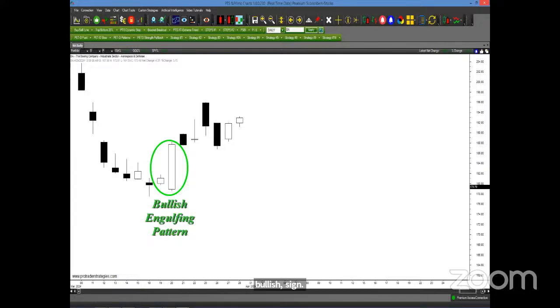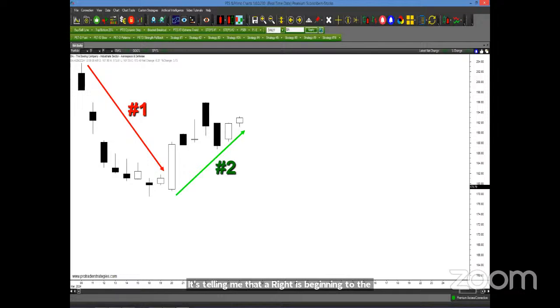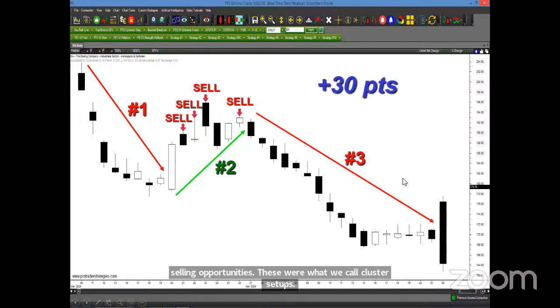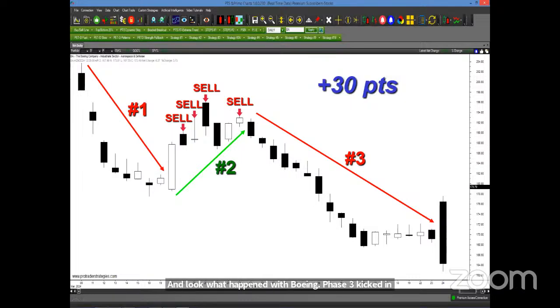Well, what is strategy number 9 telling us? It's telling us that this is phase 2 and that we should look for selling opportunities, not buying opportunities, because yes, it is bouncing, but those are selling opportunities. So once you click on, you see that there was a number of selling opportunities. These are what we call cluster setups. And look what happened with Boeing. Phase 3 kicked in, and you could have potentially captured 30 points coming into the end of April last month, okay?